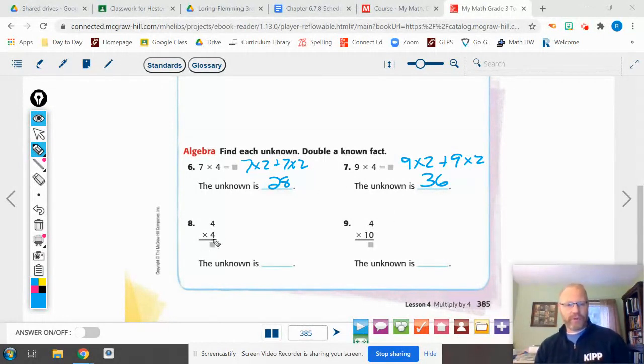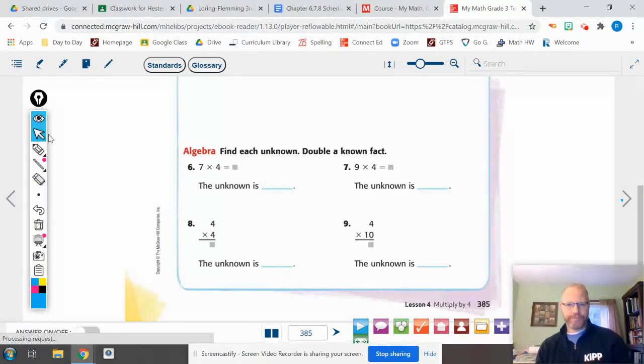4 times 4. If you're struggling with 4 times 4, then you would do 4 times 2 twice. 4 times 2 plus 4 times 2. 4 times 2 is 8 plus 8, 16. 4 times 10. Hopefully you know this because you know your tens, but they're saying double it. 4 times 5 plus 4 times 5. 20 plus 20 is 40. So as you see, we're practicing doubling the known fact by breaking down the number that they're asking about.